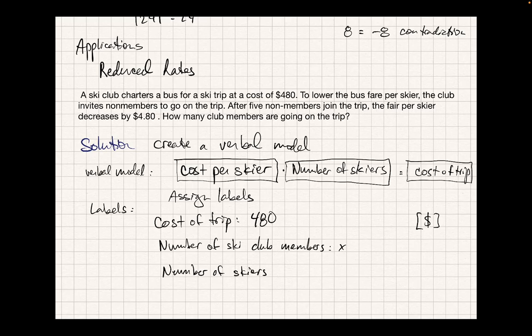What's my unit for number of ski club members? Can I borrow a calculator? I don't think there are any calculators. Can I use my phone as a calculator? No, you can bring a calculator. What's the unit? X is not a unit. People. What's the unit for the number of skiers? X plus 5. Oh, people.